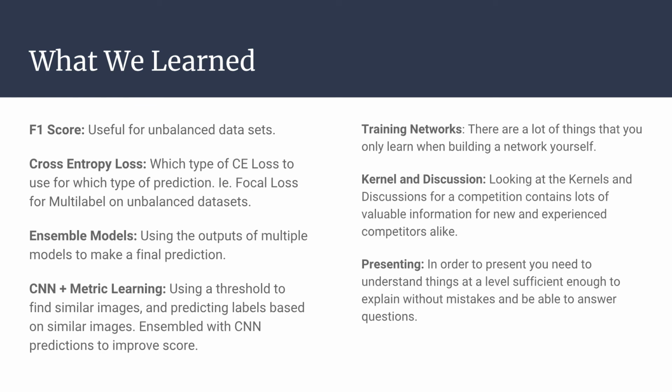Ensemble models were very, very popular in this competition. So not just relying on one model as the output, but taking a bunch of outputs and coming up with your prediction by combining those together. And the winning solution, which was really interesting, was the ensemble of the CNN plus the metric learning model, which kind of just threw away those CNN labels based on similar examples and just stole the labels from those.